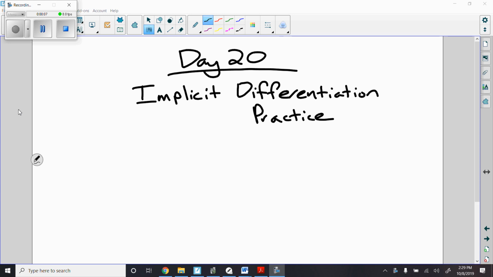First off, just want to commend you guys. You did an awesome job working on that re-engagement with product rule, quotient rule, chain rule. Good job attacking that, getting a better hold on it so we can move on.